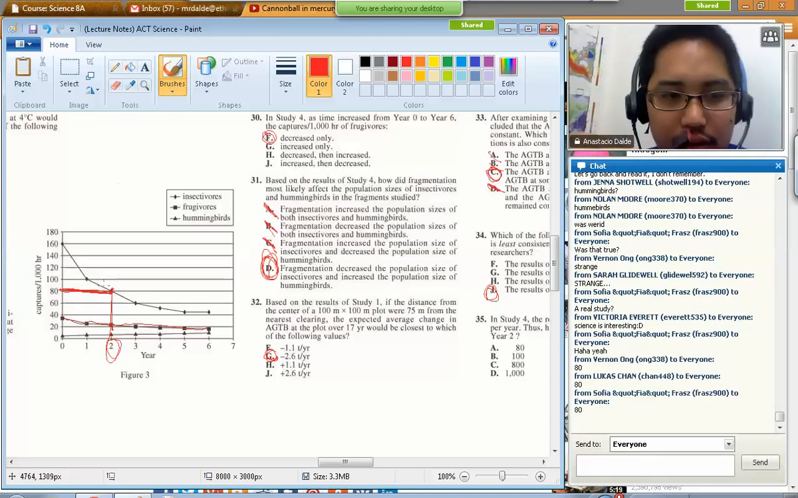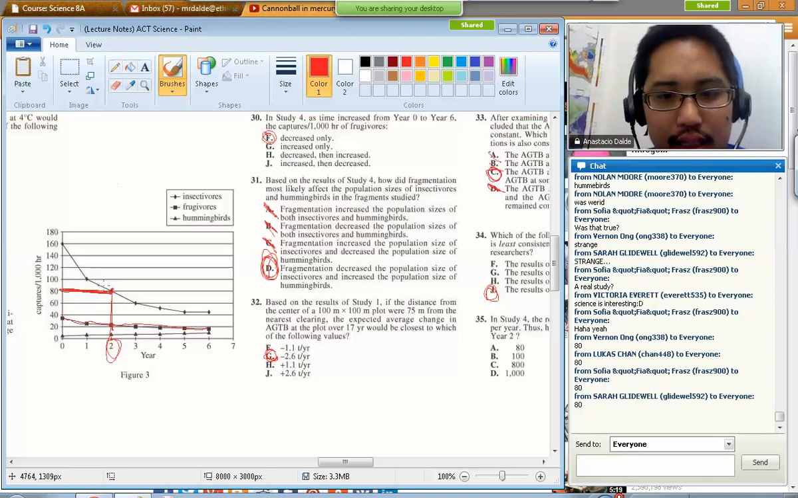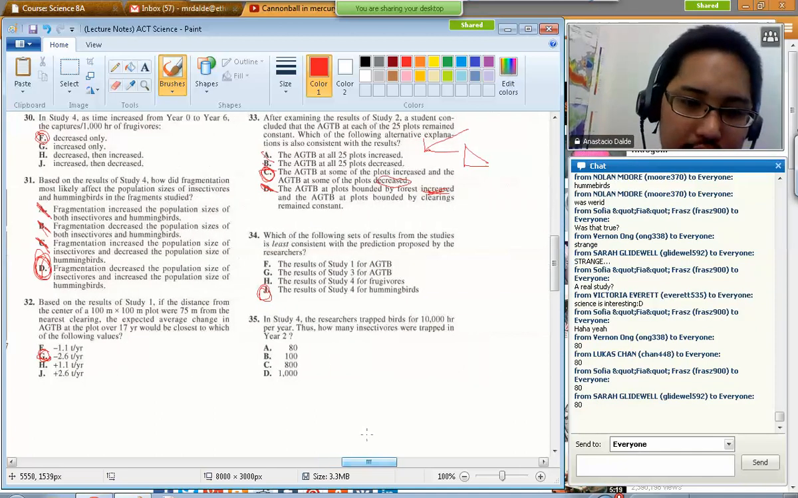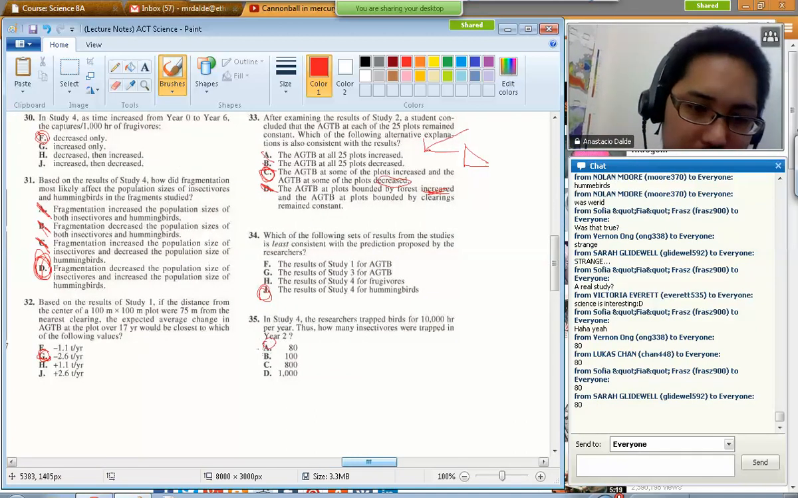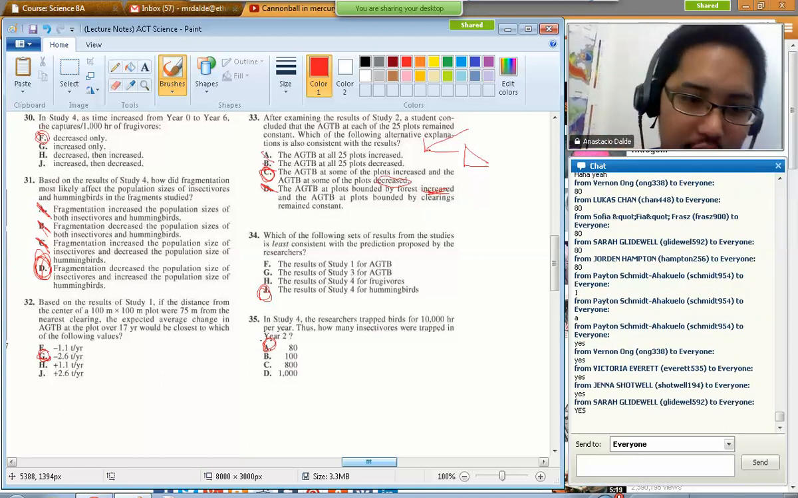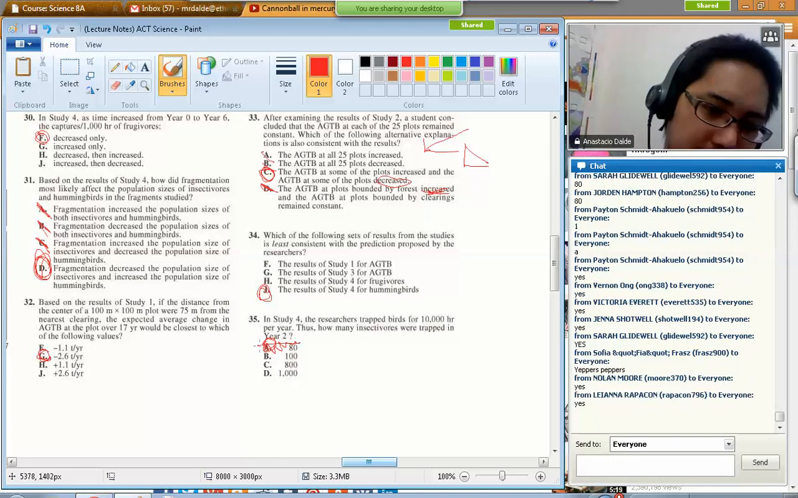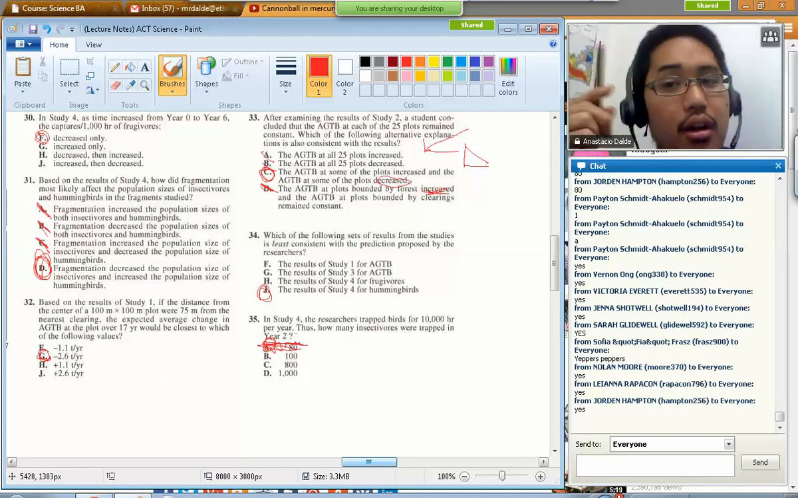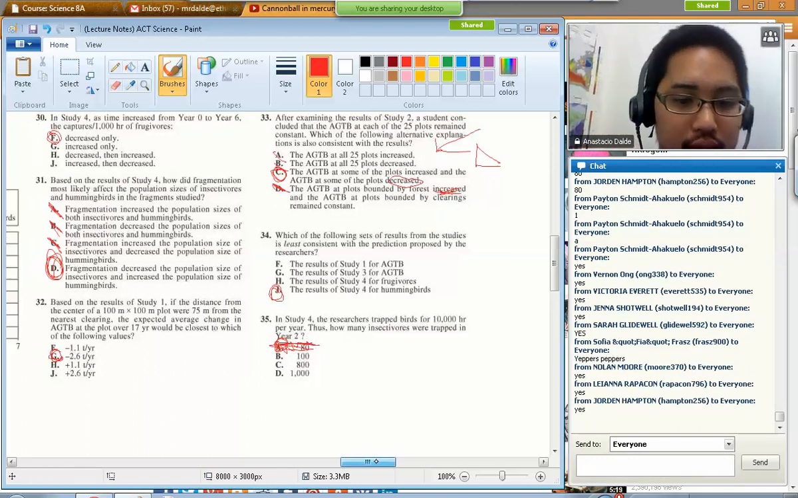80. For the insectivores, that is. 80. So the answer is 80. Everyone agree? Everyone's wrong. You got close. Look at it closely.